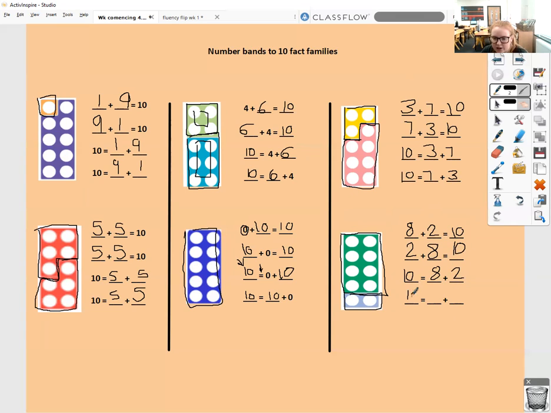And 10 also equals, what is our final number bond? Our final fact family is 2 plus 8 more. 10 equals 2 plus 8 more.